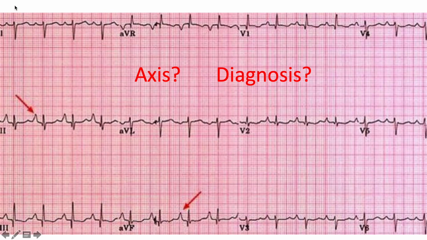Okay, so axis, well, we have a negative in lead 1, so then we're going to go to AVF, and we have a positive, so this is going to be a right axis deviation. The diagnosis is going to be right ventricular hypertrophy with right atrial enlargement. So we see this tall P wave right here. This indicates right atrial enlargement. And then oftentimes right atrial enlargement goes along with right ventricular hypertrophy.